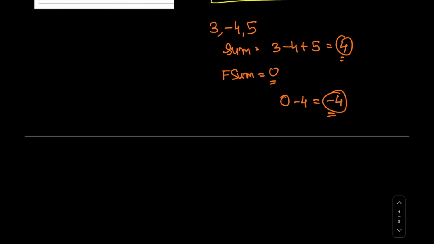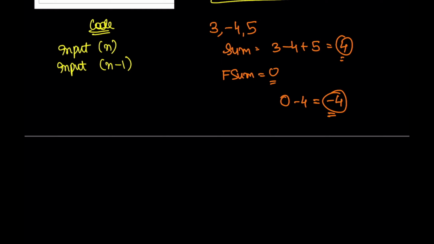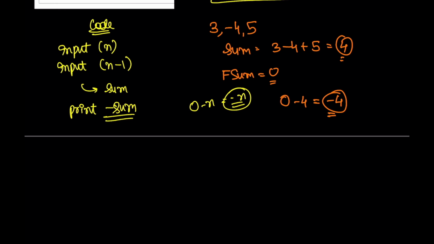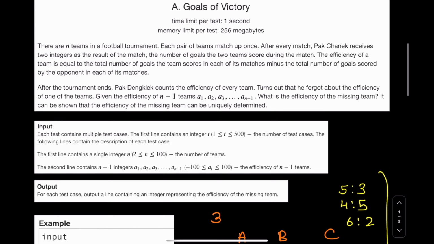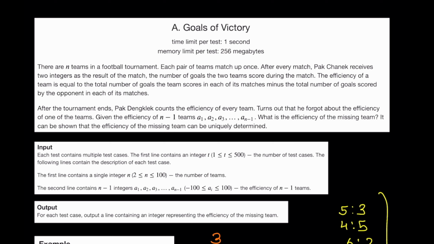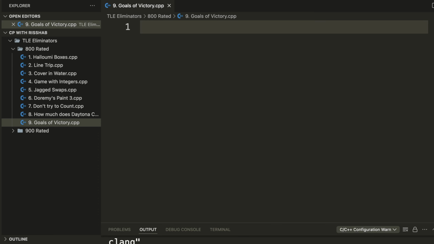Let's write a bit of code here. We'll be taking the input, that is the n, and we'll input the n-1 integers, and while taking the inputs, we'll have a sum variable. We'll add them up, and in the end, we'll just print the negation of the sum. Why negation? Because 0 minus n is negative n. That's all we need to do in this question. I hope you got the approach. So let's move on to the coding part. So let's code it up.